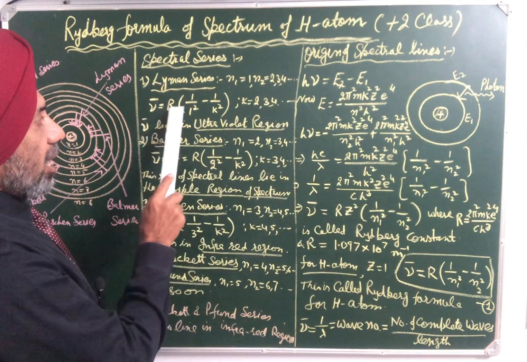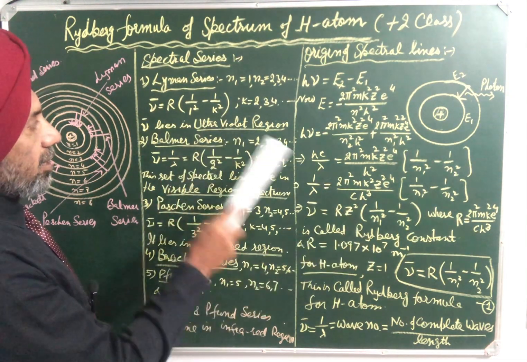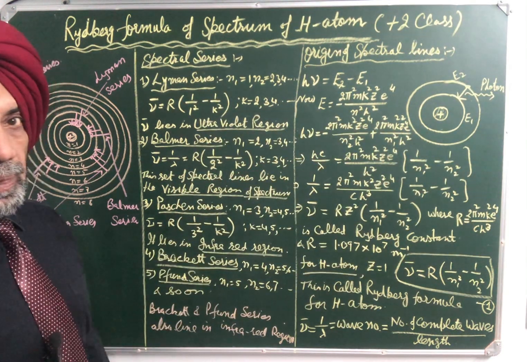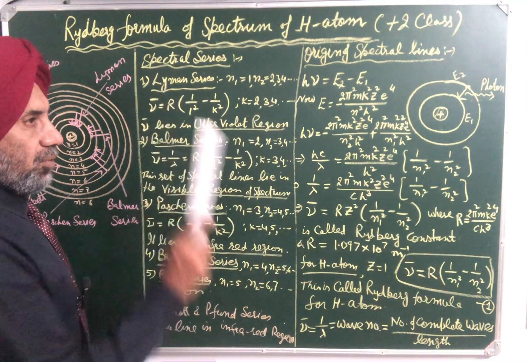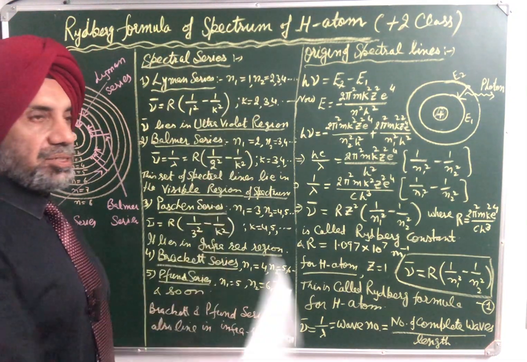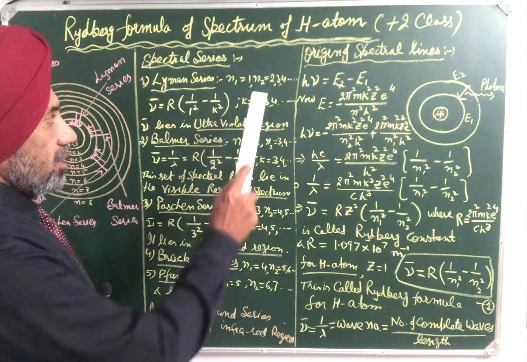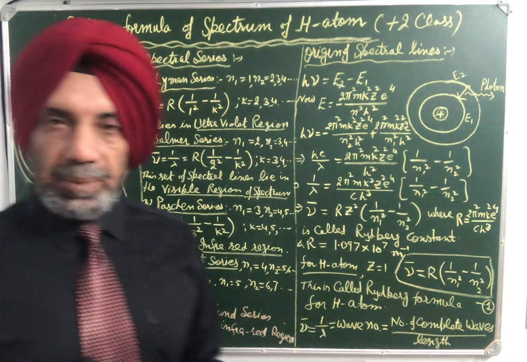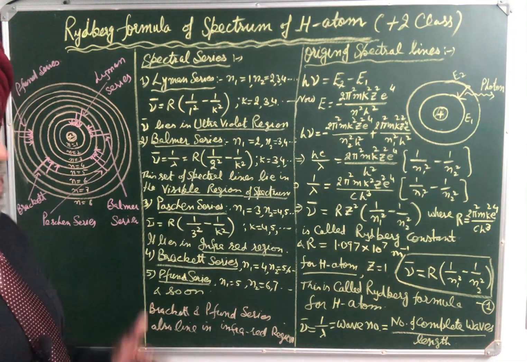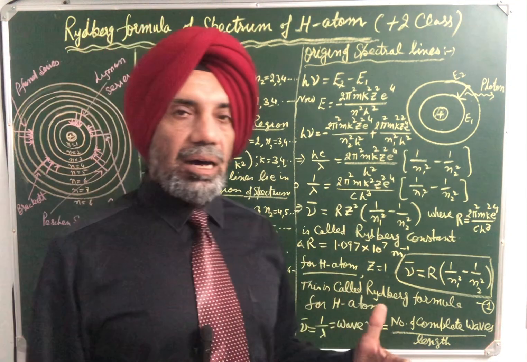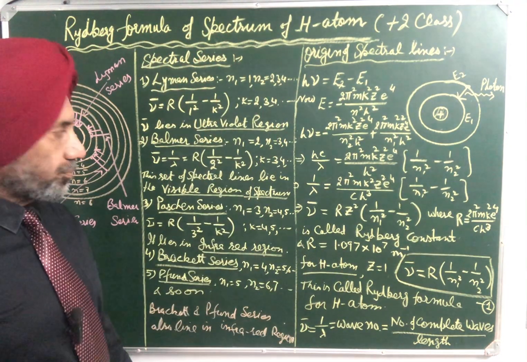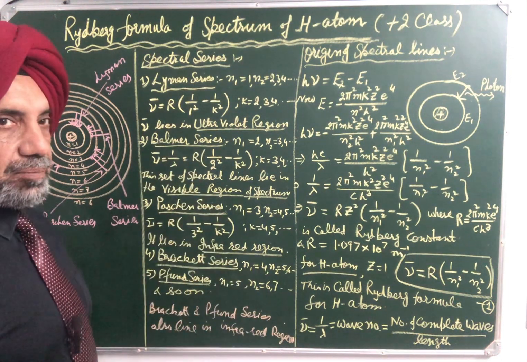So therefore nu bar will be equal to R (1 upon 1 square minus 1 upon k square), where k is taken as 2, 3, 4 and so on. So this gives the wavelength and hence the wave number for Lyman series. And if we calculate the wave number or wavelength of Lyman series, you will find that Lyman series lies in the ultraviolet region.